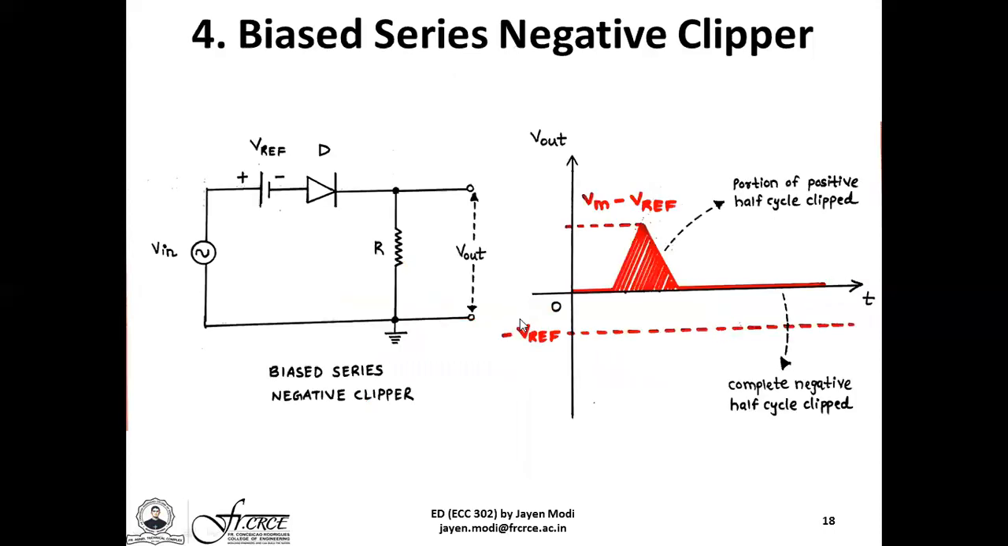The fourth circuit is the biased series negative clipper. Now this is exactly similar to the unbiased series negative clipper, wherein the diode once again has a DC reference voltage for company. As you all know, both these circuit elements are in series, so it simply does not matter whether the DC battery reference voltage Vref is connected before the diode or after the diode. Let us check out the operation.